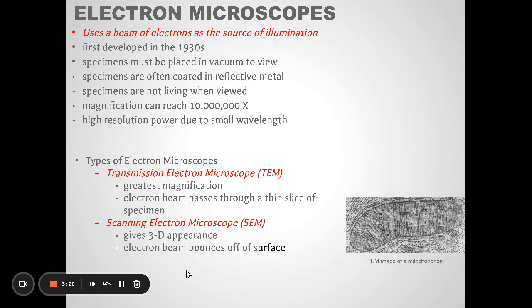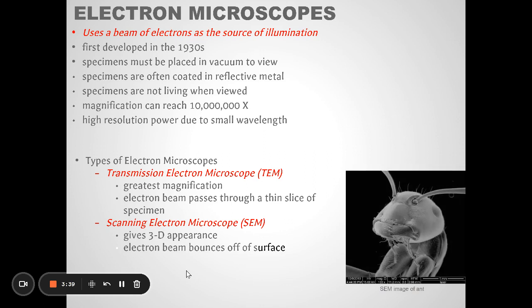And this is an example of a transmission electron microscope image. This is a mitochondria from a cell. This is a scanning electron microscope image. So it gives you this kind of three-dimensional view. This is an ant.